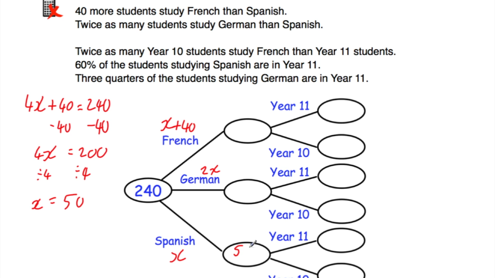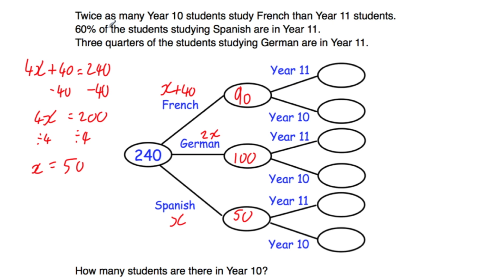So that means there's 50 students studying Spanish, and twice as many studying German, so double that, which is 100. And 40 more study French than Spanish, so 50 plus 40 is equal to 90. So there's 90 studying French, 100 studying German, and 50 studying Spanish. Let's just check it: 100 plus 90 is 190, plus 50 is 240. Fantastic.